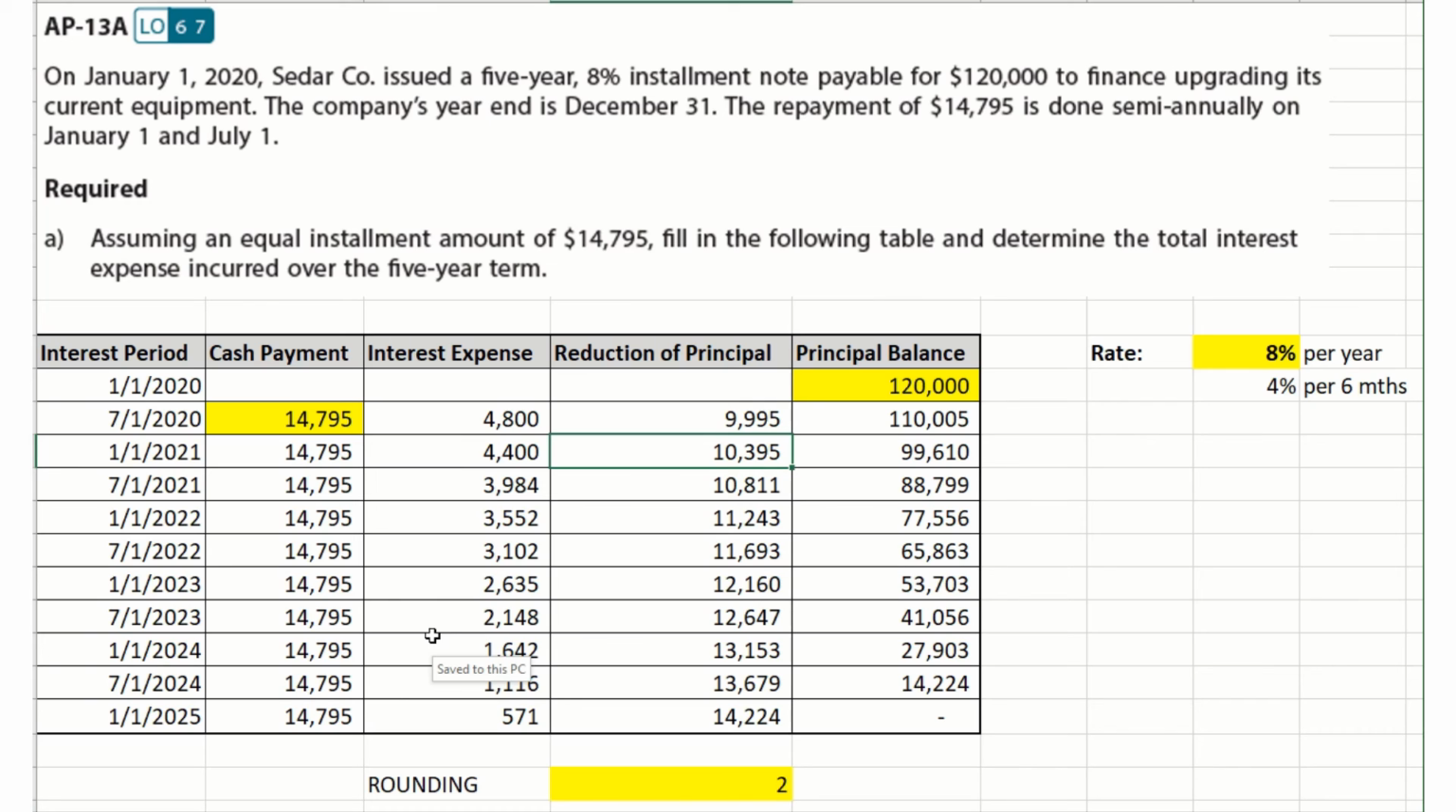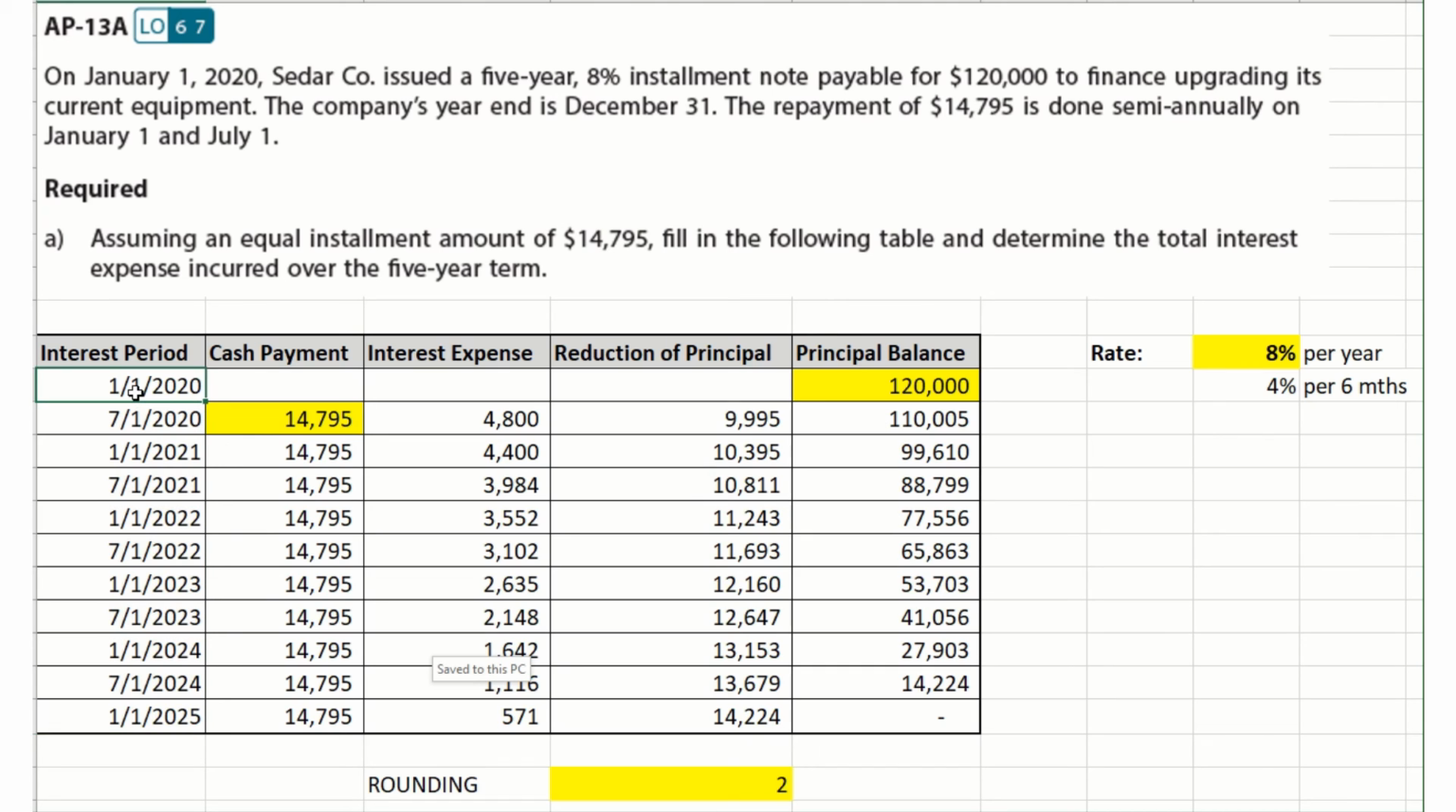The repayment of $14,795 is done semi-annually on January 1st and July 1st. So let's assume an equal installment amount of $14,795. We need to fill in this table to determine the total interest expense over the 5-year term. So I've set it up in Excel here. We have the different columns of information: the date that the transaction occurs, what the cash payment is, etc.